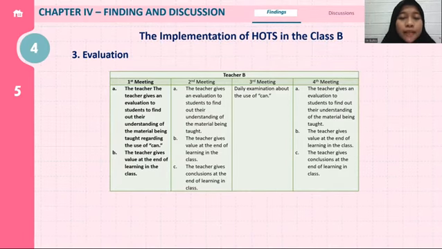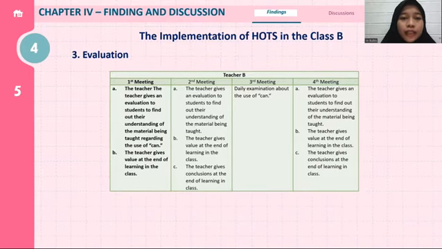Based on the table on the screen, the English teacher of class B gave a good evaluation of HOTS to students, because in the three meetings, the teacher always gives evaluation and value to the students' assignments. The English teacher provides excellent activities in training students' HOTS skills, especially in critical thinking.